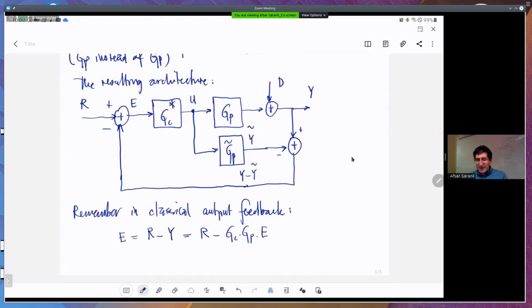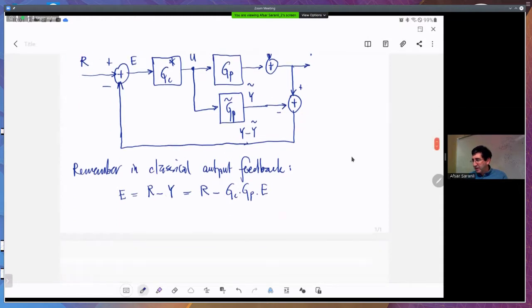So what you get basically is an equation in terms of the error. So what you have is that 1 plus gc gp times the error is equal to the reference signal. So you can find the error signal from here, right? 1 over 1 plus gc gp times the reference signal.